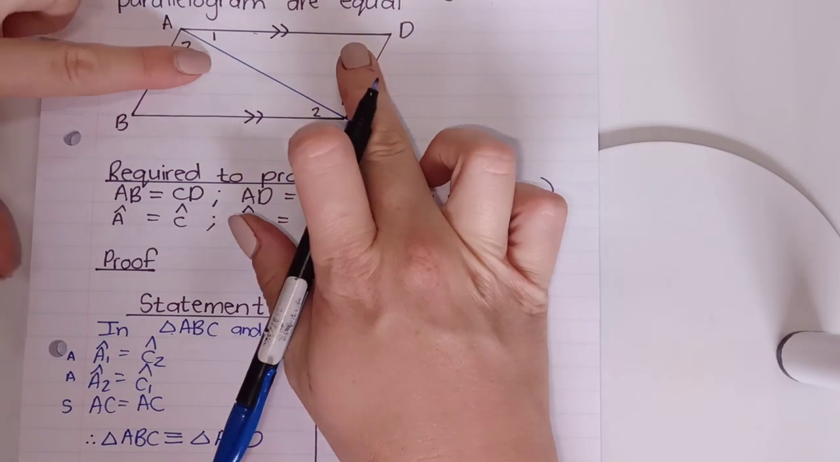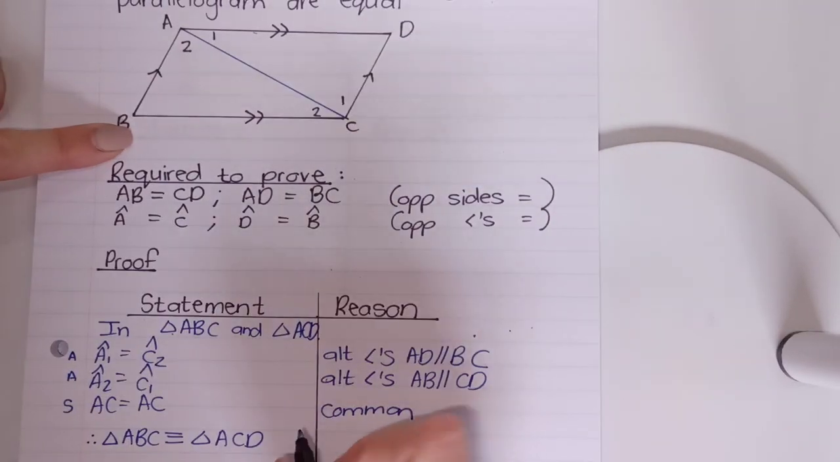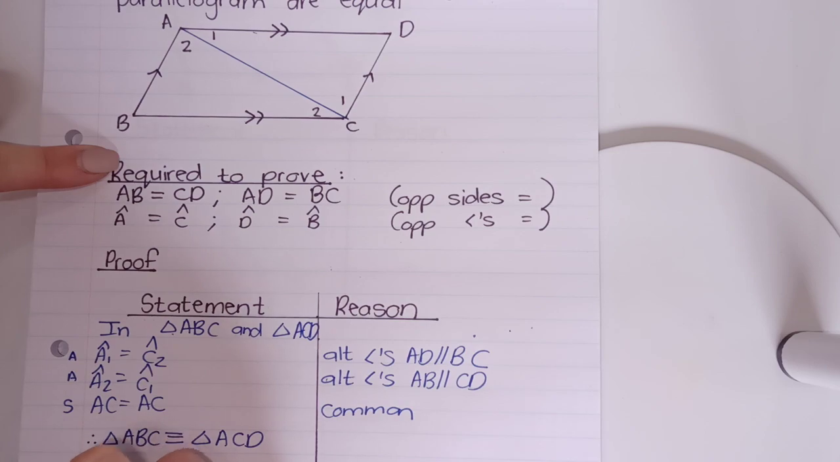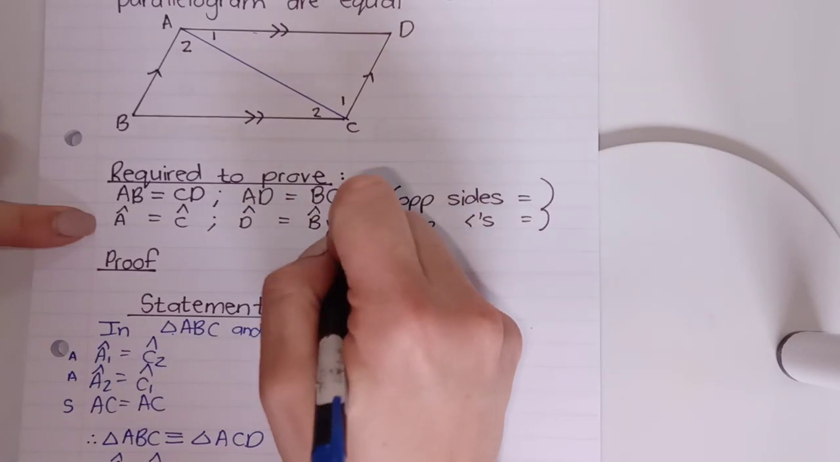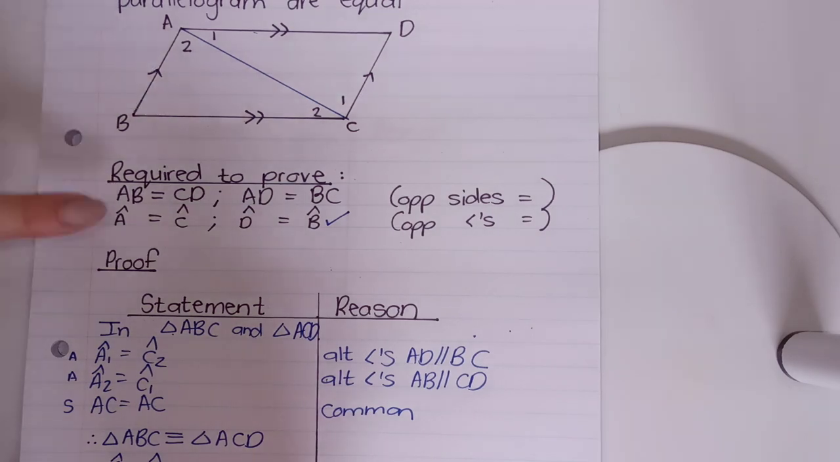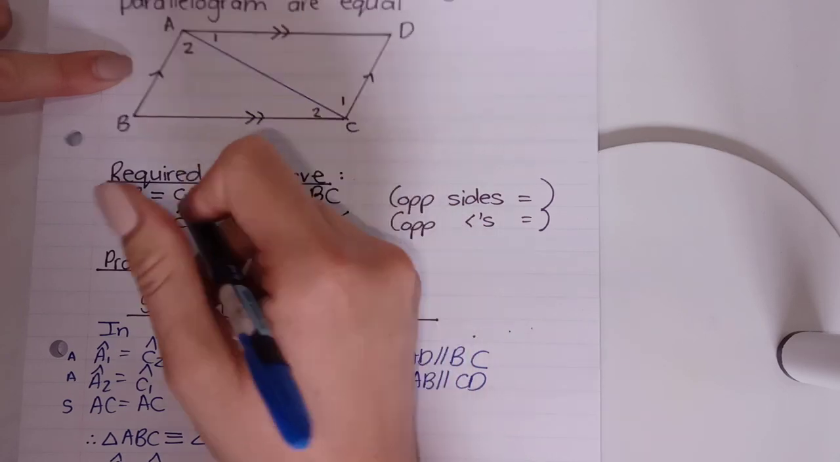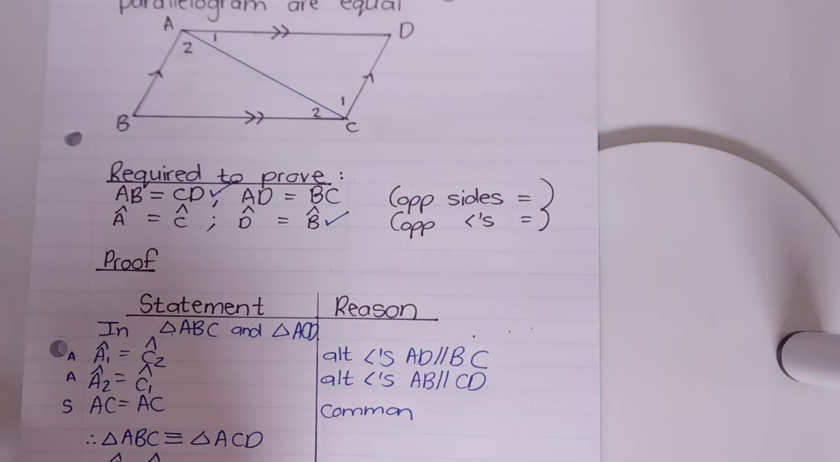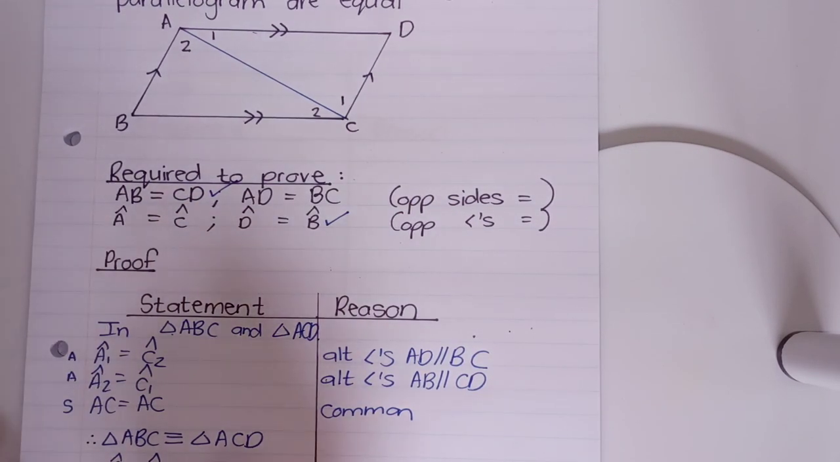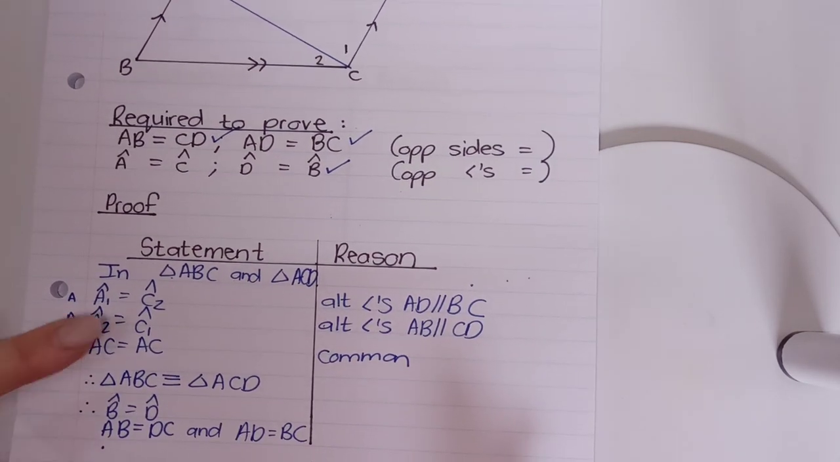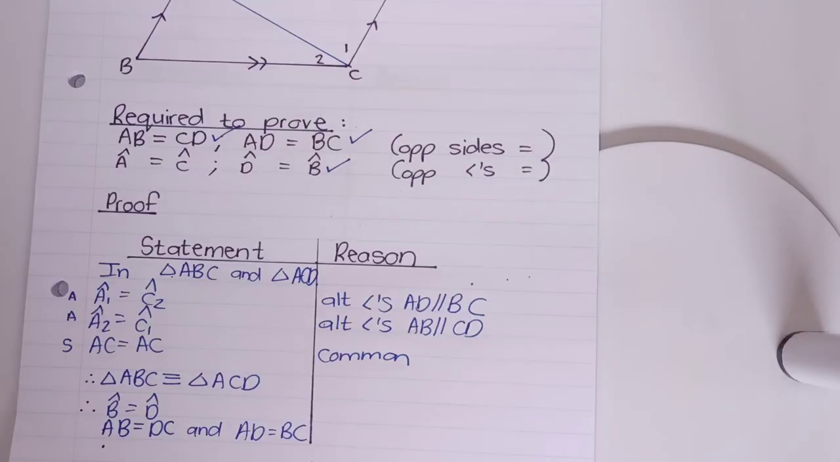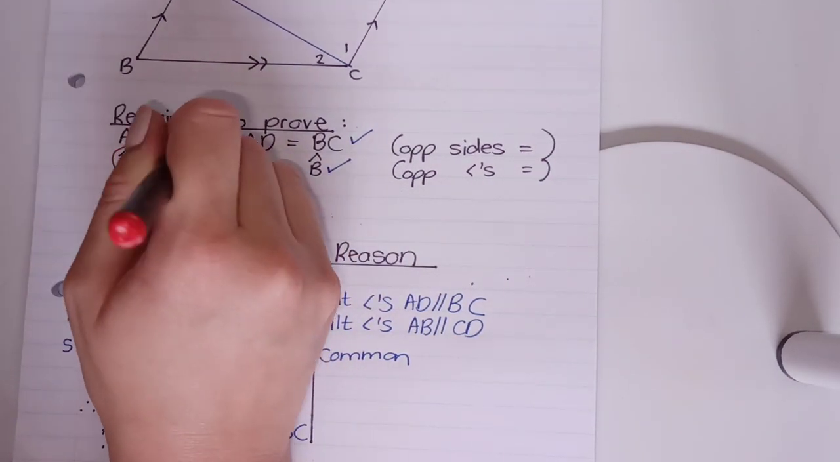We have therefore proved, if these two triangles are exactly the same, we have proved that angle B is equal to angle D. So in other words, check, that's been done. We've proved that line AB is equal to line DC. So that one's done. And we've also proved that line AD is equal to line BC. The last thing we need to prove is that angle there. And how are we going to do that?